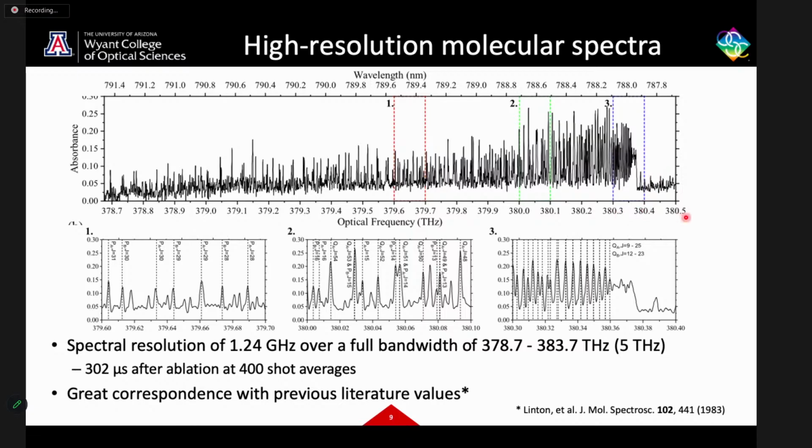So that gives us a high degree of confidence in our spectral resolution and the ability to have reproducible spectra that is quite accurate over a pretty sizable bandwidth.